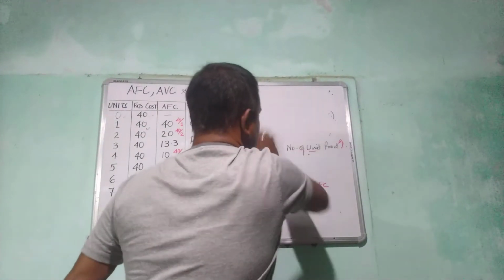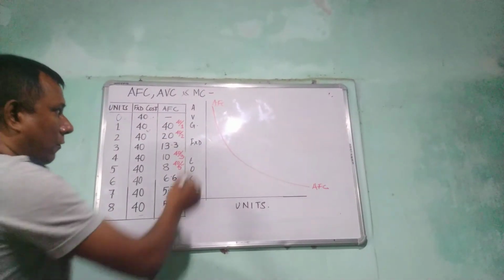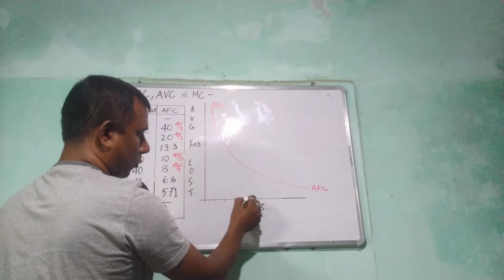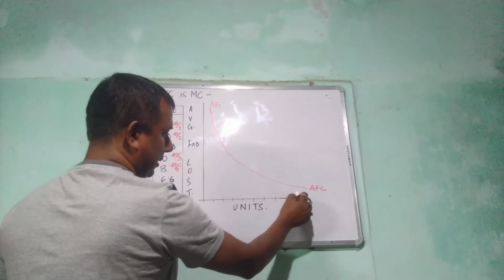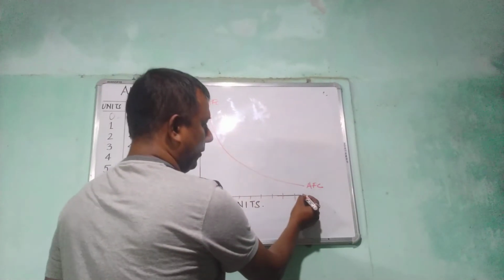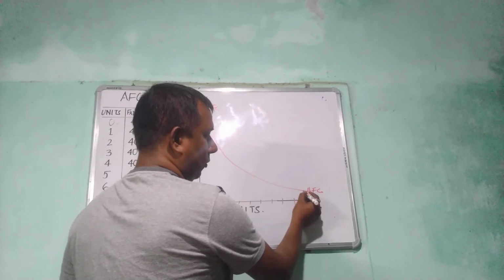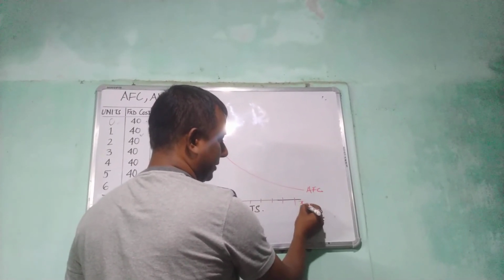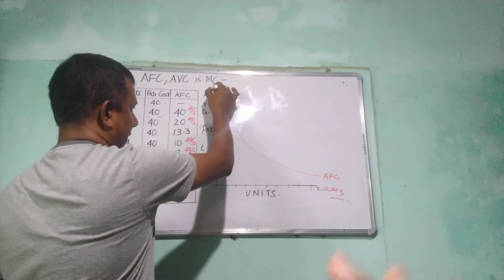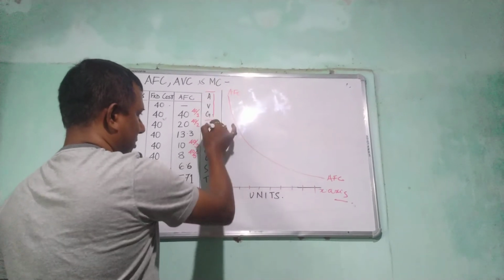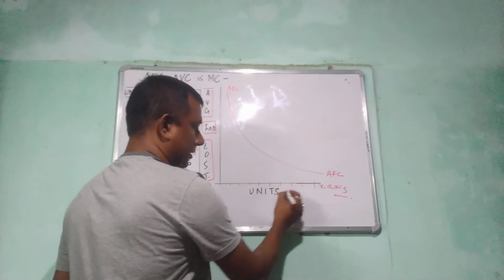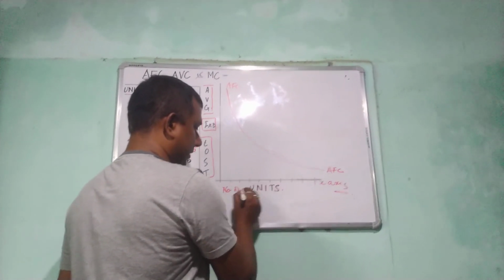Now let us again understand this AFC curve. When the number of units goes 1, 2, 3, 4, 5, 6, 7, 8, 9 and so on, one thing you have to keep in mind is that it will never meet the x-axis. The AFC curve will go on, but it will never meet the x-axis. This side is the average fixed cost, and this is the number of units.